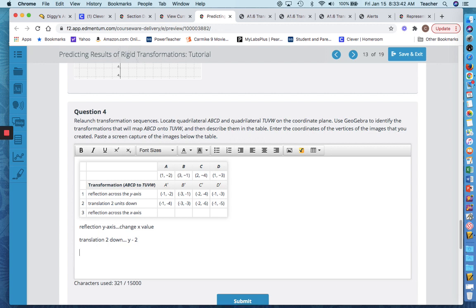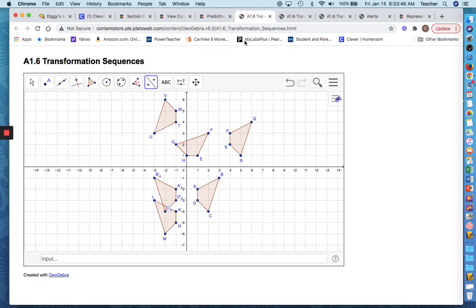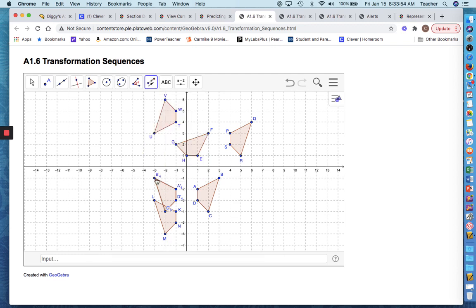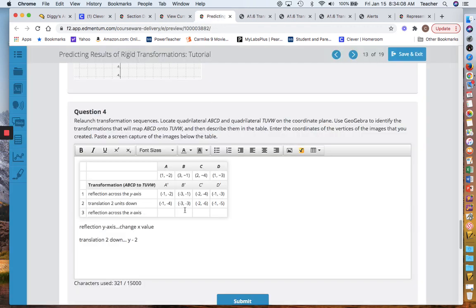All right, so visual people, I'm going to translate by vector 2 down. So this is the one that I've got to pick. So translation by vector. Pick your figure. I'm going to move it 2 down. All right, so there is my second image in the series. And these ordered pairs for the one that's highlighted are the ones that I just did.